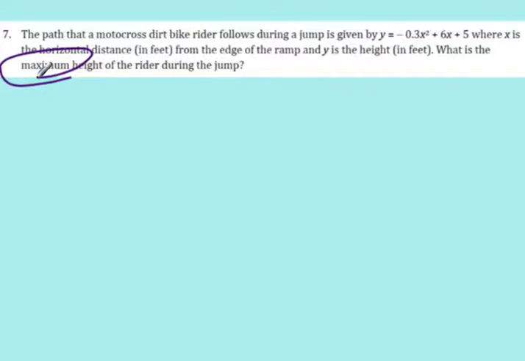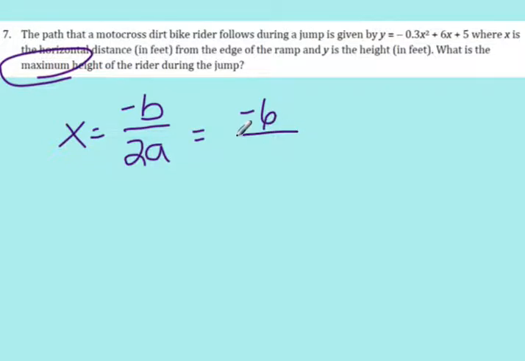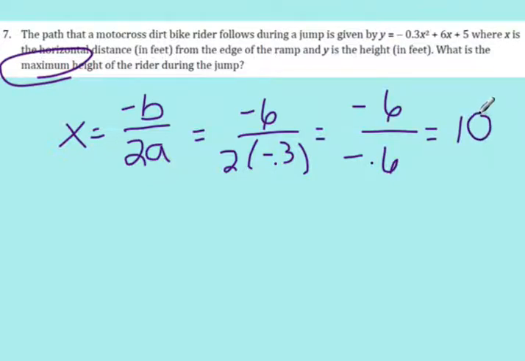So in order to get the y coordinate of the vertex for the height, we need to get the x coordinate first. So remember, to get the x coordinate of the vertex, we use that formula x is equal to opposite of b over 2a. So I'm going to do opposite of b over 2 times a. I always like to multiply out the bottom first. So when you do 2 times a negative 0.3, you end up getting a negative 0.6. So you're going to do negative 6 divided by negative 0.6, which is going to give you a positive 10. So when the skateboarder reaches his maximum height, he's gone a horizontal distance of 10 feet.